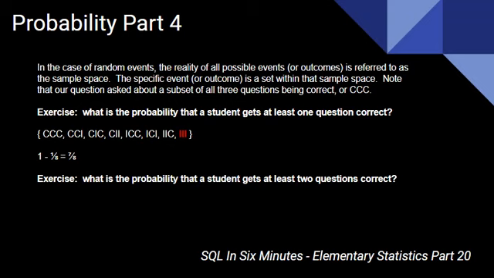So the next exercise here is, what is the probability that a student gets at least 2 questions correct? So based on what we know in the previous exercise, is there an inverted way of thinking about this? Okay, so what is the probability that a student gets at least 2 questions correct? What we're asking in this question as well, and it's inverted too, is we're really asking what is the probability that a student gets 1 question incorrect, right?